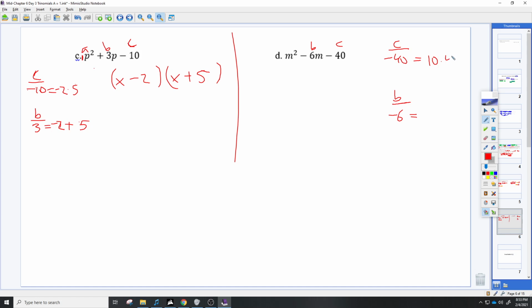What about 10 and 4? And we make the 10 negative. Let's see if that works down here. Does that give you -6? It sure does. This would also give you -40, so this would work.